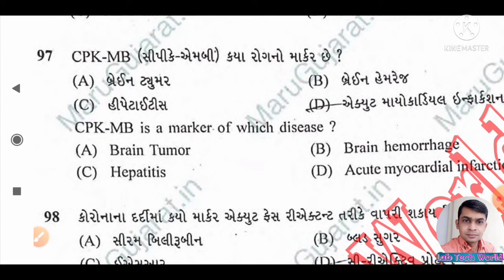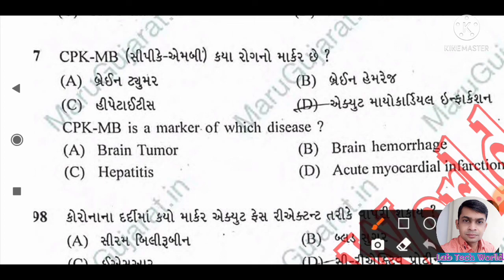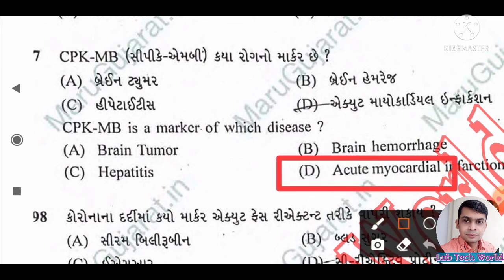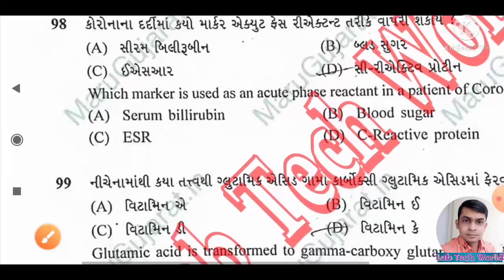CPK-MB is a marker of which disease? Options: A brain tumor, B brain hemorrhage, C hepatitis, D acute myocardial infarction. And the correct answer for this question is D, acute myocardial infarction, in which CPK-MB is measured. So CPK-MB is a marker of acute myocardial infarction. Move to the next question, number 98.